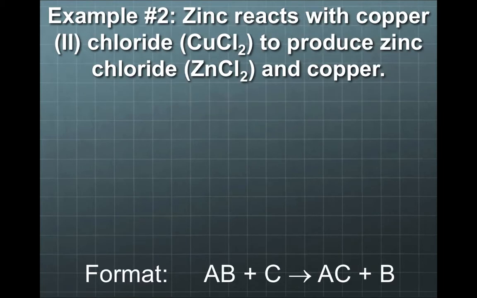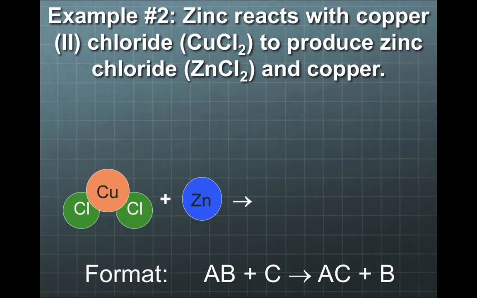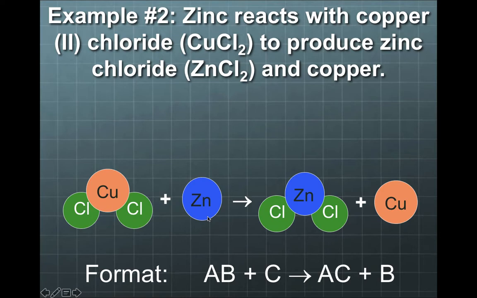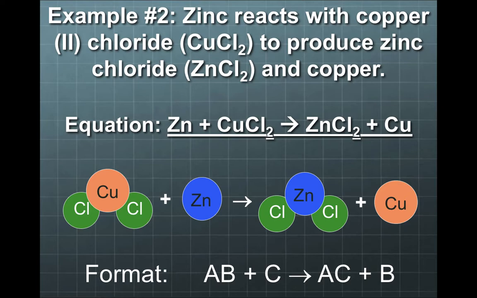Okay, now zinc reacts with copper(II) chloride to produce zinc chloride and copper. First let's look at it visually. You see copper(II) chloride is the compound and zinc is the element. When they form a reaction, the zinc and the copper just switch places with each other. So the reaction is zinc reacts with CuCl2 to form ZnCl2 plus Cu. Again, single replacement, one metal replaces another metal. Now, it could also be a non-metal replacing a non-metal, but both the examples I've shown you so far have been a metal replacing a metal.